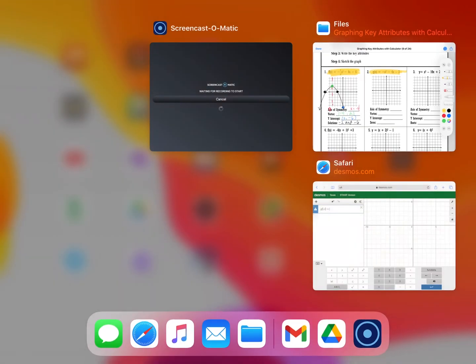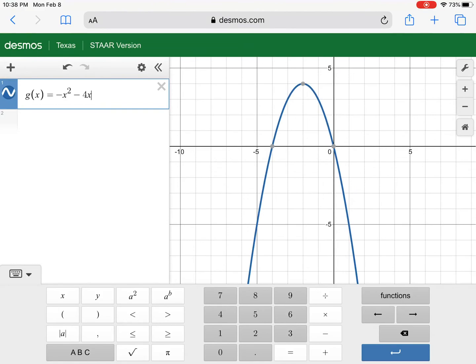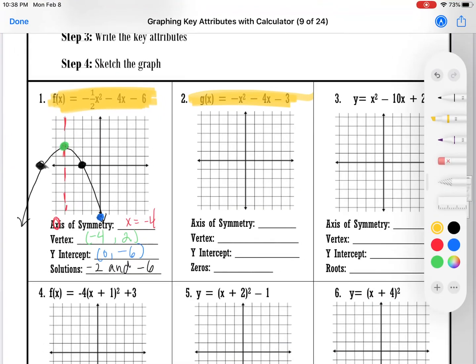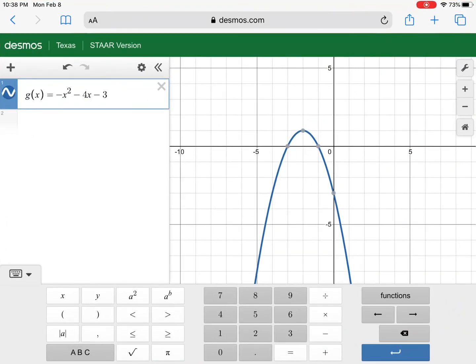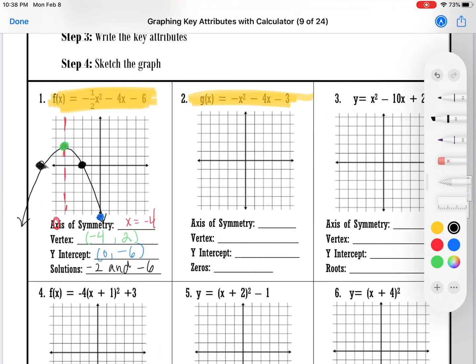-x² minus 4x minus 3. Okay, so looking at this graph, if you notice, there are 4 little gray dots. 1, 2, 3, 4. Those are the 4 most important key attributes. So I'm going to take each of those, and I'm going to graph them on my actual paper. The first one is the ordered pair, left 2, up 1. So on my paper, I'm going to go left 2, up 1.